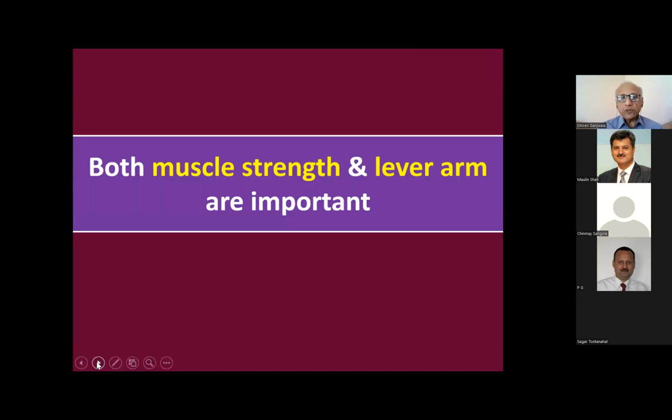And the reason is that because the length of his bat is small, he is not getting adequate lever arm, and due to that, there are problems with the force being generated, and because of that, he cannot hit the boundary. So the point which I want to hammer is both muscle strength and the lever arm are important. We look at the muscle strength very well, we measure the power, but we rarely look at the lever arm problem, and this is a very important problem.